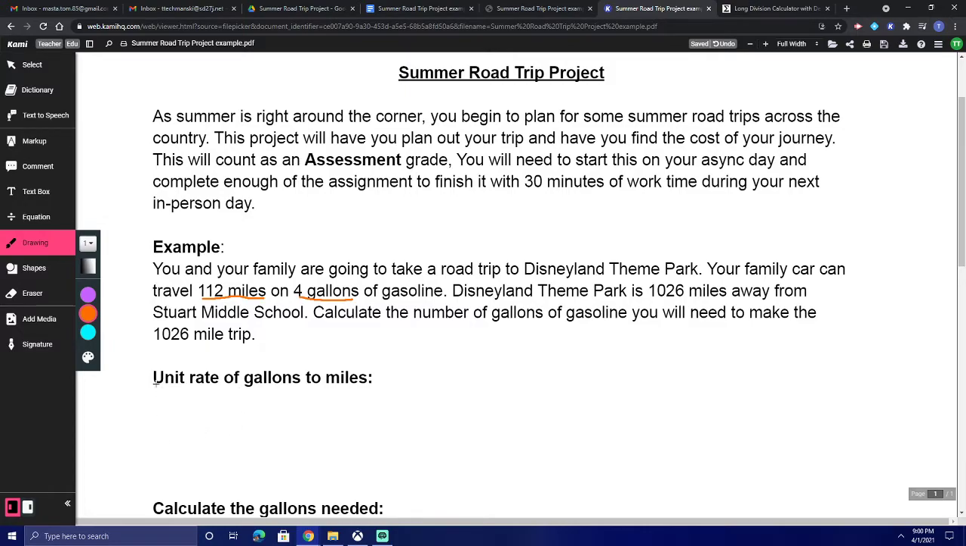So the first thing I want to do is calculate the unit rate of gallons to miles. Since I want the unit rate of gallons to miles, I want to make sure that gallons is on top. So I'm going to put my 4 gallons on top, and then I want my 112 miles on the bottom. In order to calculate my unit rate, I know I want to end up with 1 mile on the bottom of my unit rate. And in order to do that, I will divide my rate by whatever the denominator is. So in this case, it's 112. So I divide both the top and the bottom by 112.